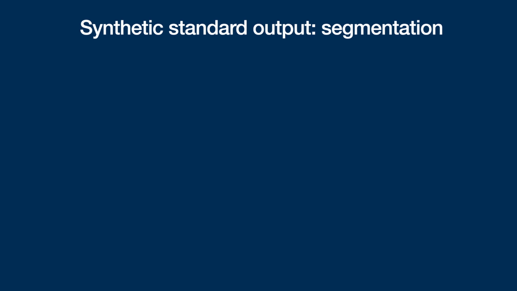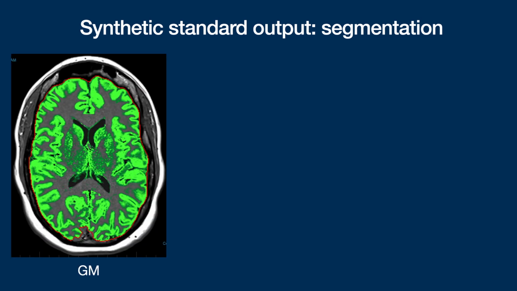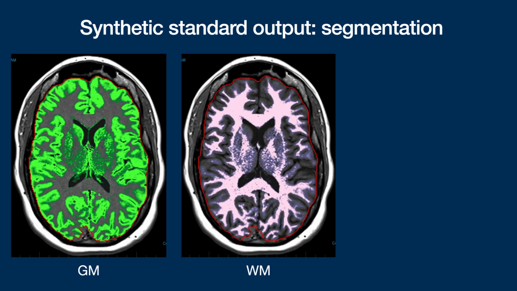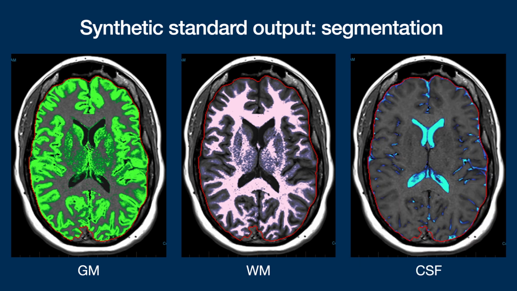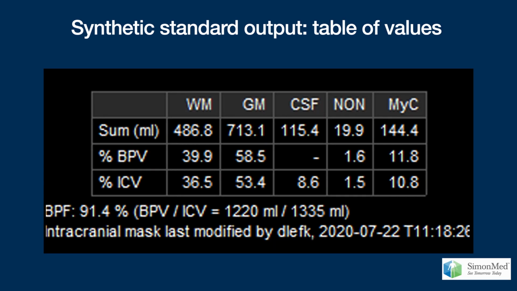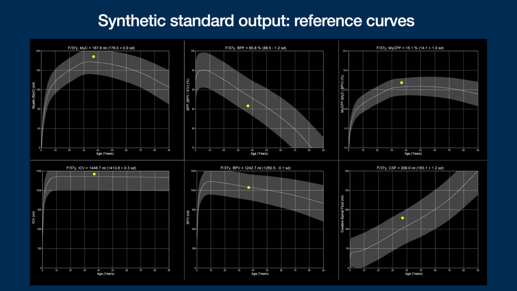In addition to conventional weightings in myelin, quantitative maps provide superior segmentation of the brain into gray matter, white matter, and CSF compartments. These are tabulated into a compact table demonstrating white matter, gray matter, CSF, and myelin totals for the entire brain, as well as the percentage of brain and intracranial volume each of these components represents. Some of these metrics are then combined and plotted onto population-based reference curves.